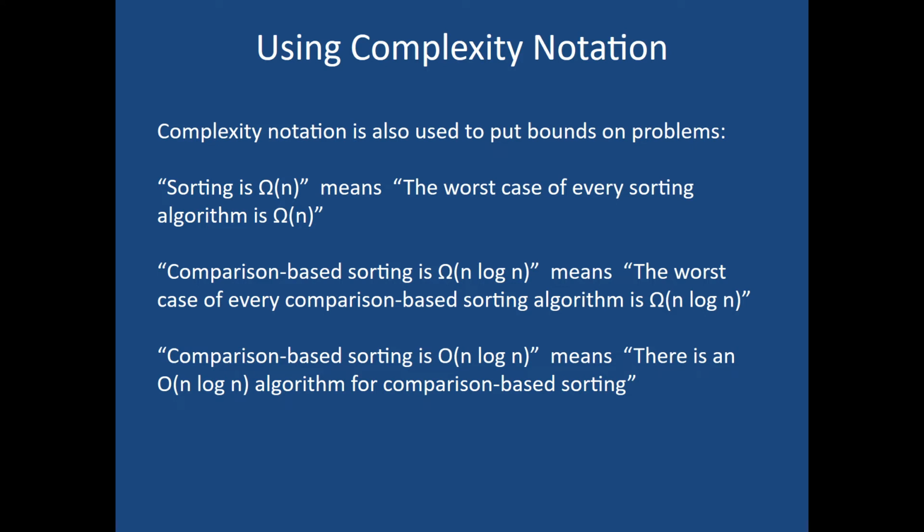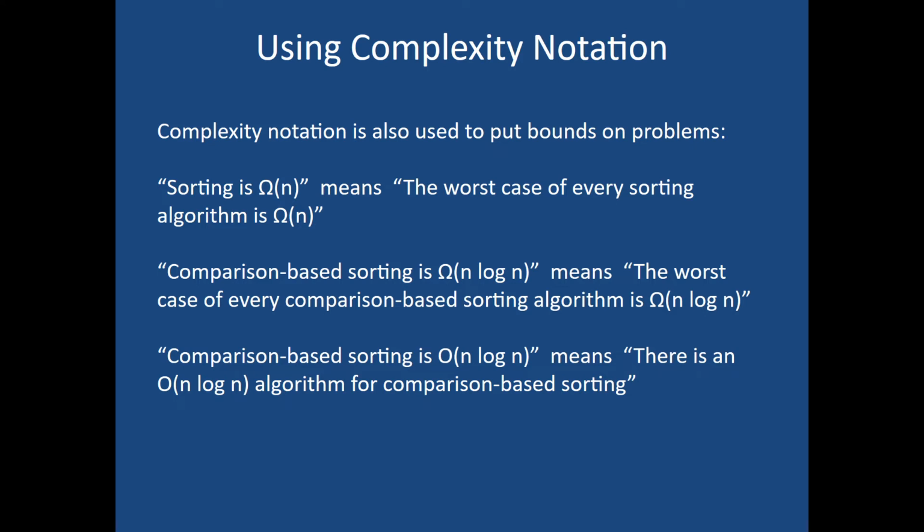Right? And so that's what omega means when it's applied to problems as opposed to individual algorithms. Big O, when it's applied to problems, is a statement about the set of algorithms, but different. So when I say that comparison-based sorting is O of n log n, I'm saying that among all of the algorithms, there exists one that's O of n log n. So the omega statement is saying for all. The big O is saying there exists.